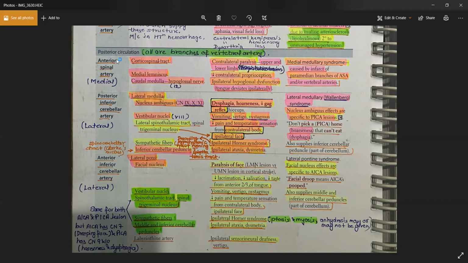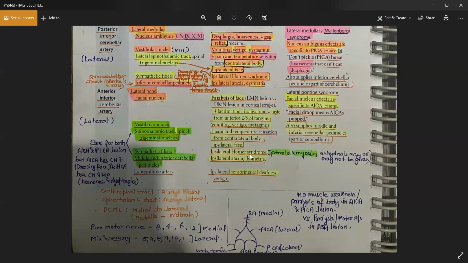Posterior cerebral artery. It is a branch of some artery, not just a major vertebral artery, right? The vertebrobasilar artery. Okay. So you have the anterior spinal artery, the posterior inferior cerebellar artery, the PICA, and the AICA.